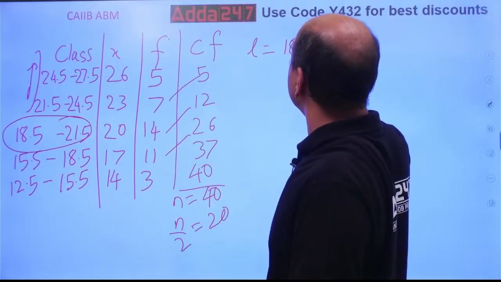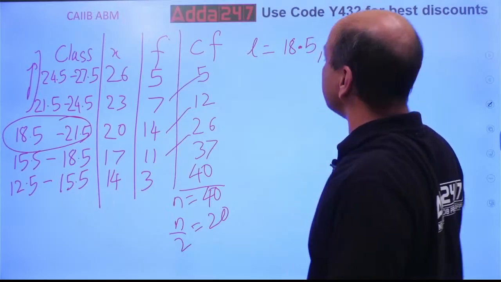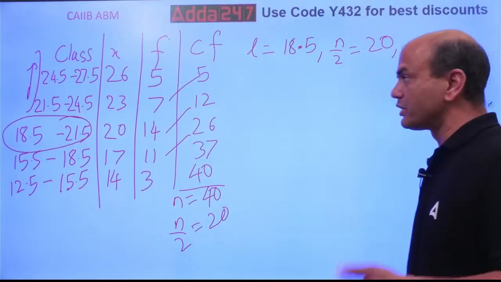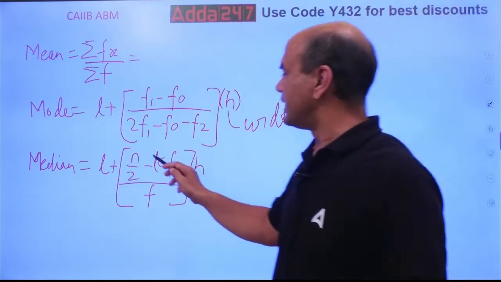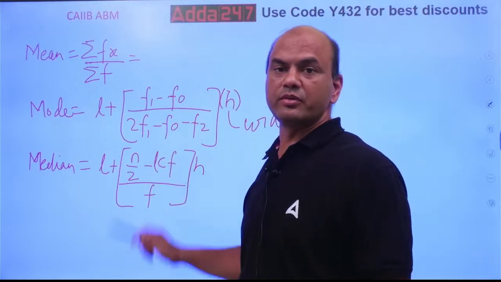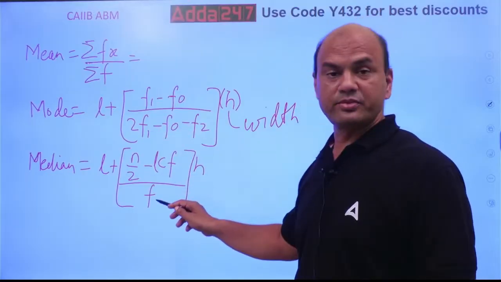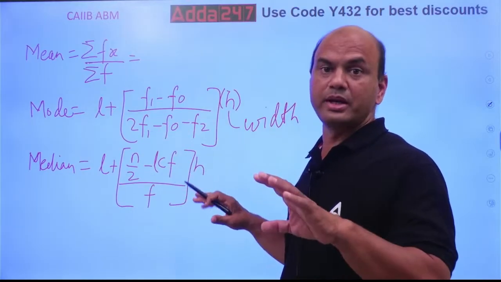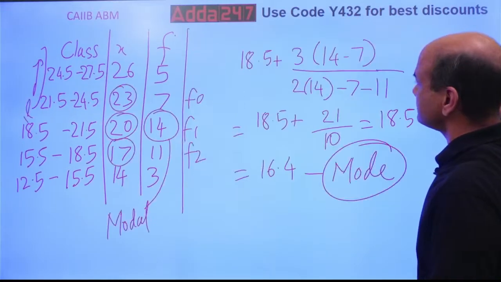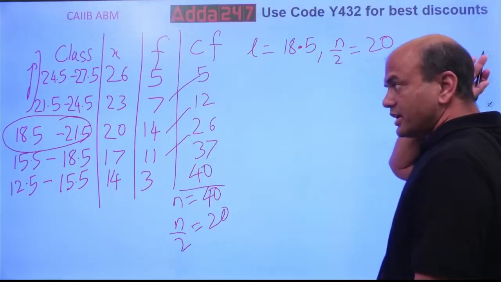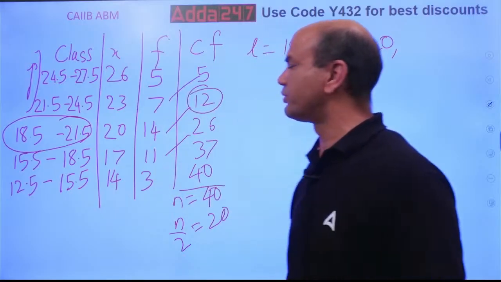What is N upon 2? N upon 2 is 20. What is LCF? LCF means lower than cumulative frequency. In the formula, N upon 2 minus LCF, it is the earlier cumulative frequency. F is the frequency of the median class. H is the width. So what is the earlier one? This is my lower than cumulative frequency.